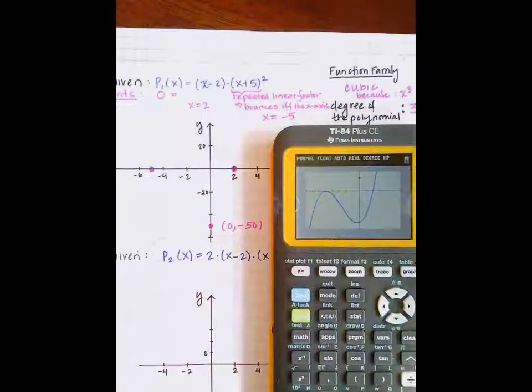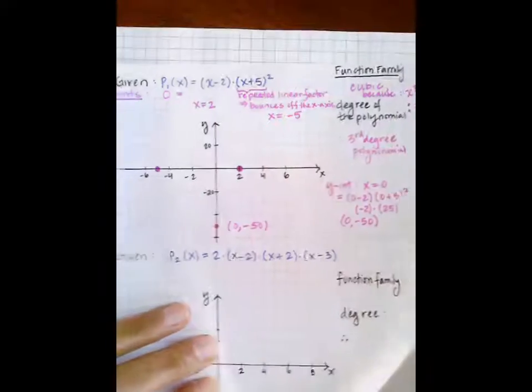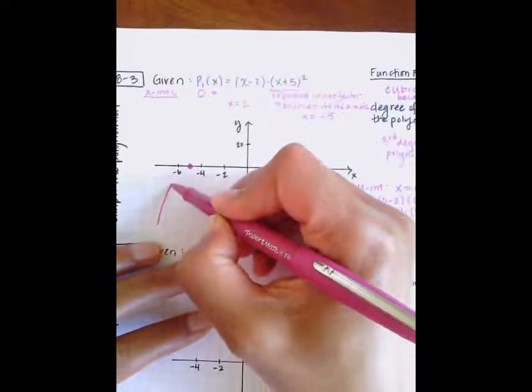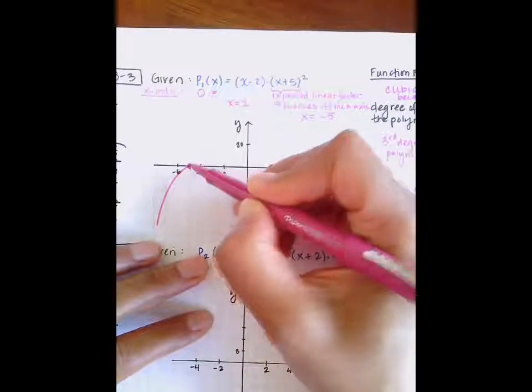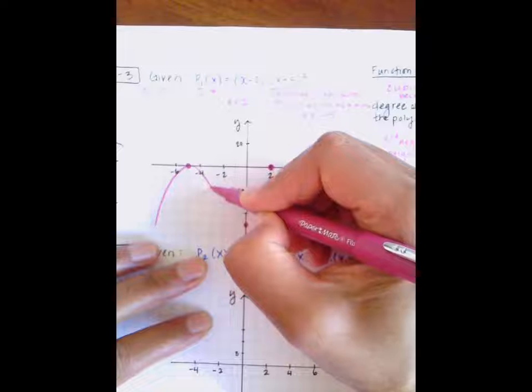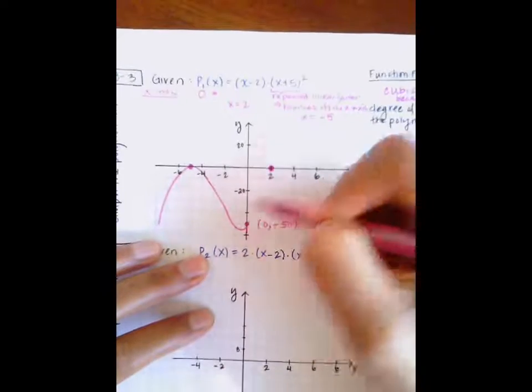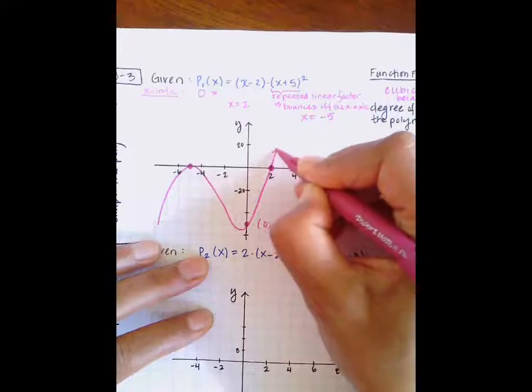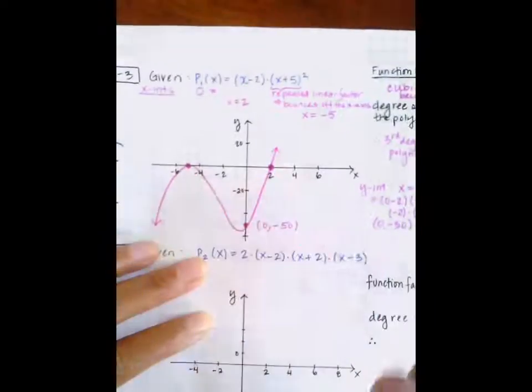And notice right here that it also bounces off of the x-axis at the negative 5, which is one of the roots. And so again, I'm going to sketch this curve. So it starts on the bottom and then it comes here, bounces off that first x-intercept, and then it comes back down here and it starts coming up again, and then it passes through that other x-intercept before continuing on.